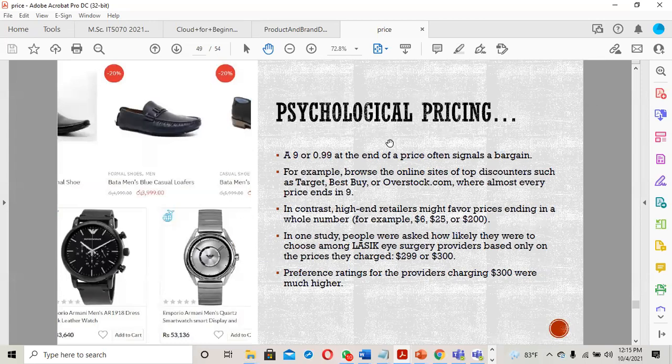So there are two types. Charm pricing is like this 99 thing. You pay more attention to the number on the left and less attention to the number on the right. So rather than saying $10, it's better to say $9.99. That is one thing. This is just taken from the internet for some shops in Sri Lanka. They have their prices like this, 3,999.